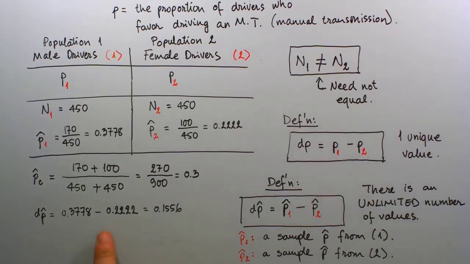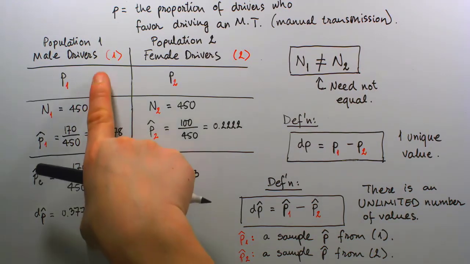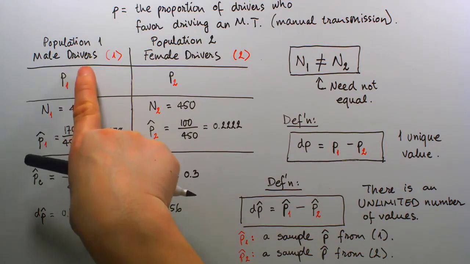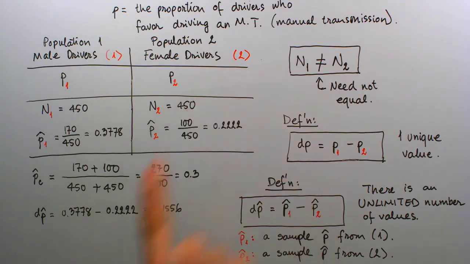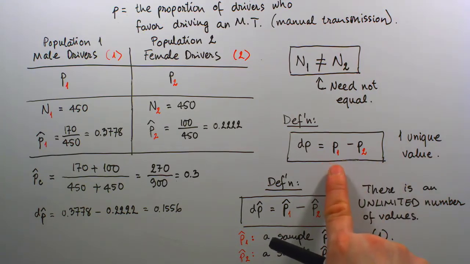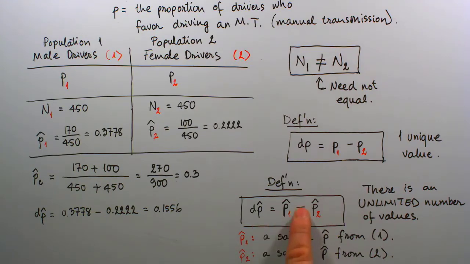And also, I must emphasize again that it's all due to the beginning decision where I assigned label 1 for the male drivers population, and label 2 for the female drivers population. That was the reason why this dp hat was found as p hat 1 minus p hat 2. So again, for any difference, either the difference in the two actual population proportion values, or the difference between any two samples, we always want the value from population 1 minus that similar value from population 2. And that's how, earlier, when we calculated the dp hat, we ended up with a positive value.